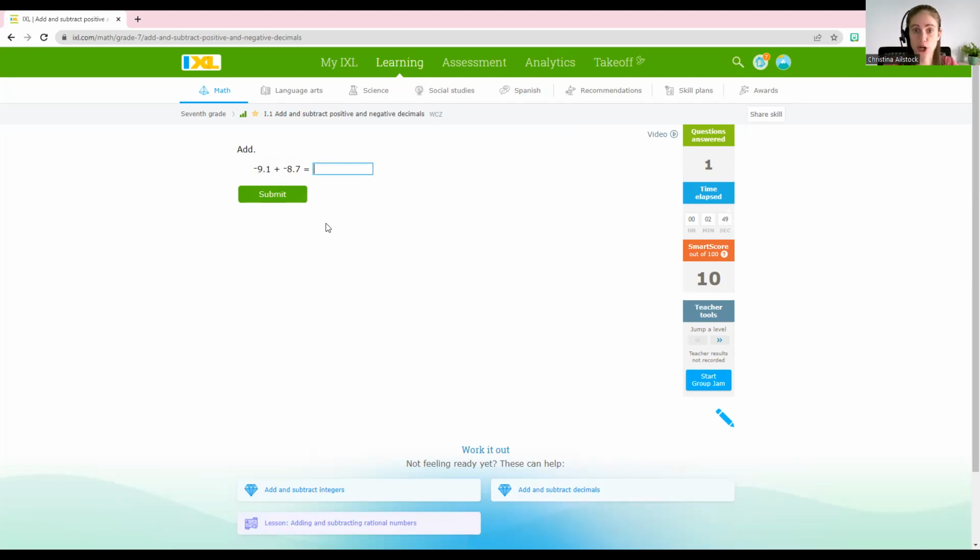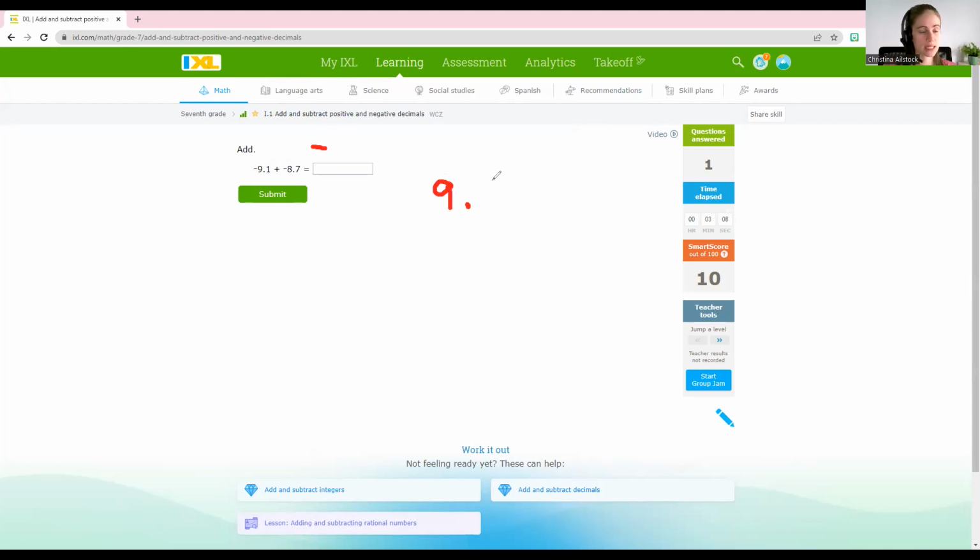All right, let's start off with our signs first. I notice that both my numbers have the same sign. They're both negative. So when the signs are the same, you add and keep the sign the same. So I'm going to be adding these numbers, and if we keep our sign the same, that means our answer is going to be negative.